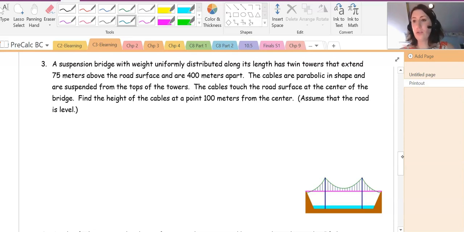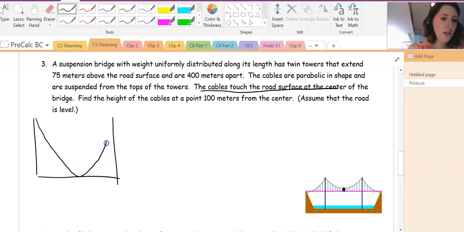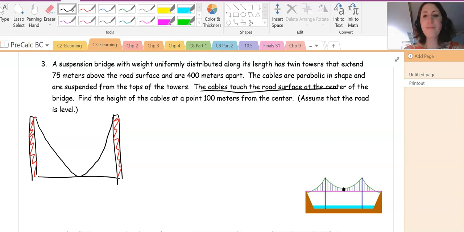So here is a general picture of what we're looking at if you're not sure what a suspension bridge looks like. The difference between what we have happening here is it says that the cables touch the road surface at the center, whereas here it does not appear that they do. So I am going to draw my own bridge. It's going to be awesome. Oh boy, it's already not awesome. Wow. This is incredible. Oh, best bridge ever. Okay, great.